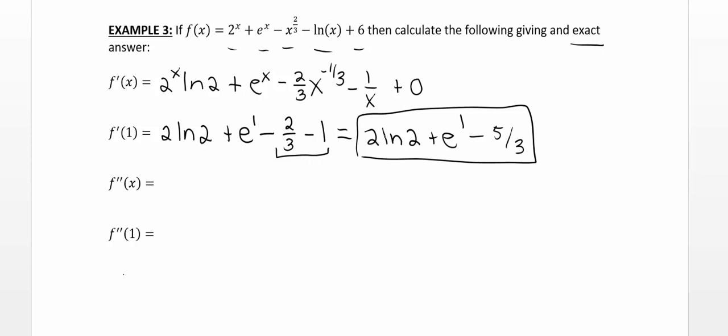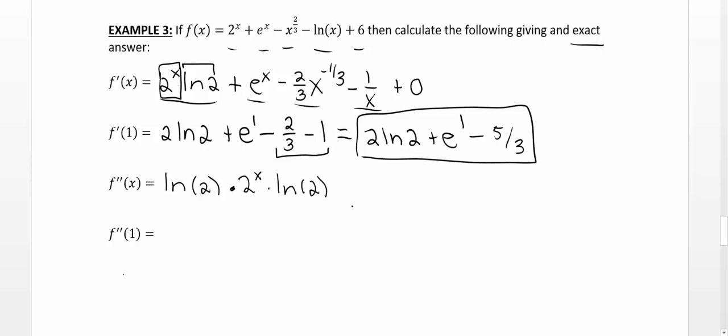Now let's check out the second derivative. So again, we go back to the first derivative and we want to take the derivative of each term that we had in our first derivative. Now let's start with 2 to the x times the natural log of 2. We have to use our constant multiple rule here because our function, 2 to the x, is multiplied by a constant, natural log of 2. So we're going to take that constant, the natural log of 2, and multiply that by the derivative of 2 to the x. The derivative of 2 to the x is 2 to the x times the natural log of 2. We'll talk about that in a minute.